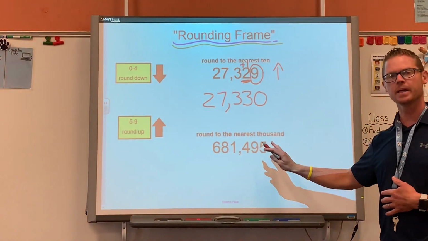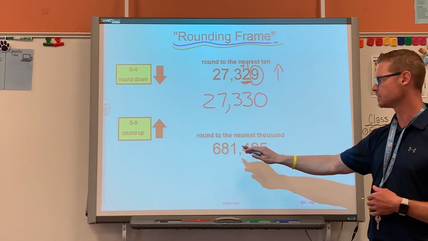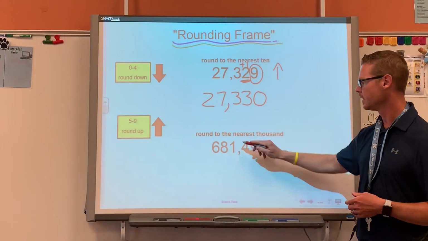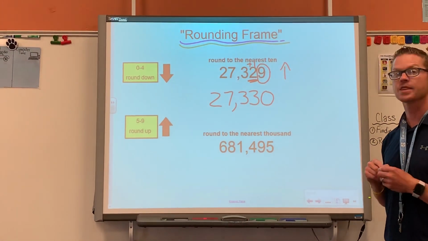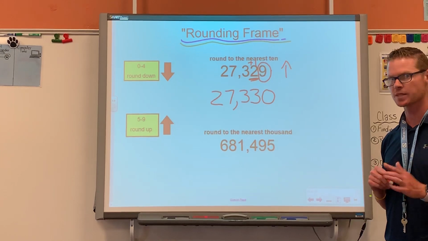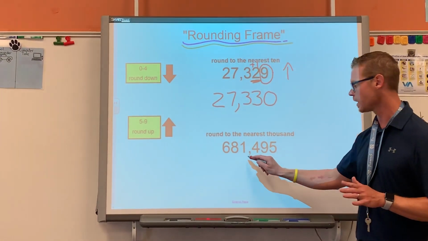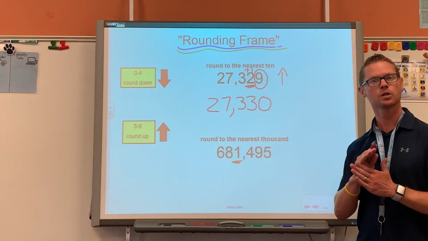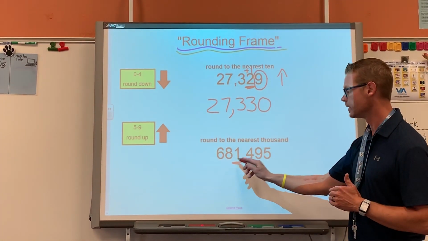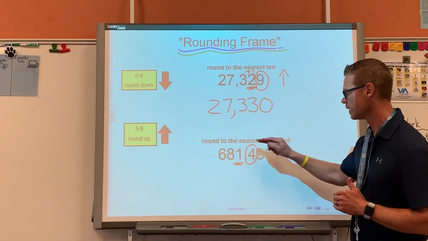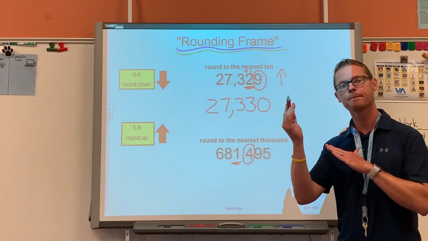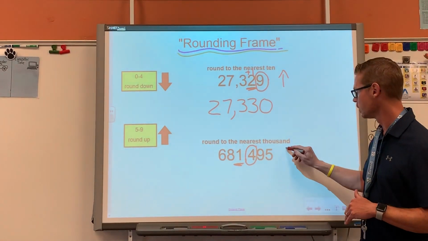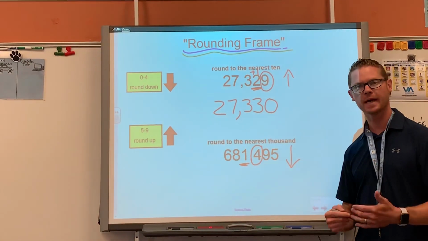Now let's take a look at my second example. We have 681,495. And we want to round this to the nearest thousands place. So we're going to underline the place value we're rounding, and again, look to the digit to the right. The digit to the right is a 4. This tells us if we're going to round up or if we're going to round down. Now, since my digit is a 4, we're going to round down.